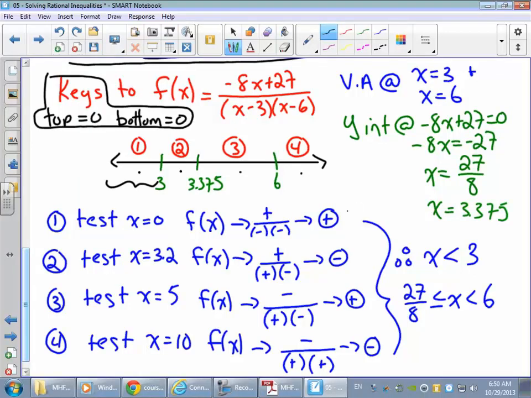The other positive area is this one down here. And it's between the positive 3.375 and the 6. This number is perfectly legitimate. It gave me a 0 on top. Zeros on top, of course, are fine. So when I write my solution, and of course, if you wanted to put 3.375 is less than or equal to x less than 6, that's fine as well. The 6, though, because it's a vertical asymptote, is not part of my solution.